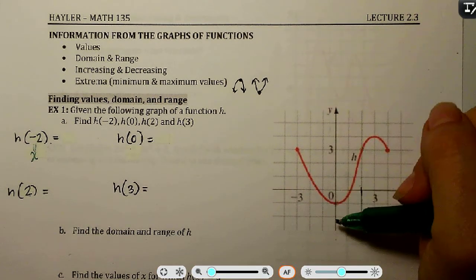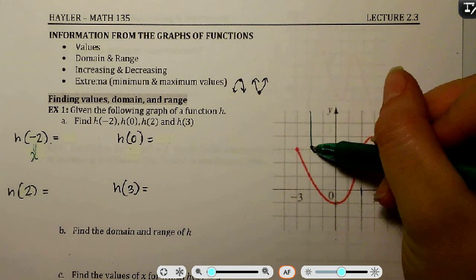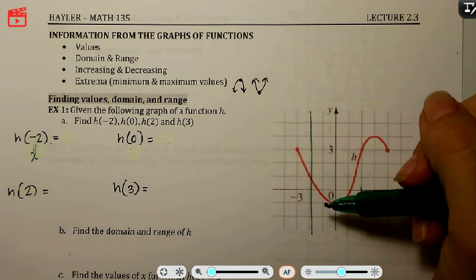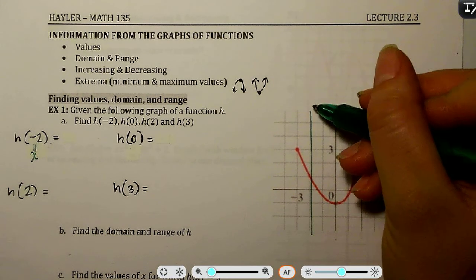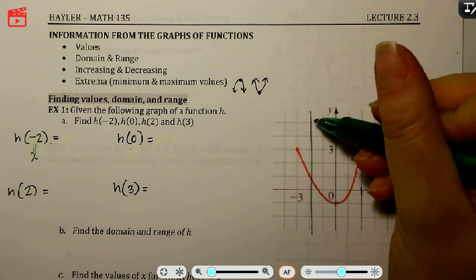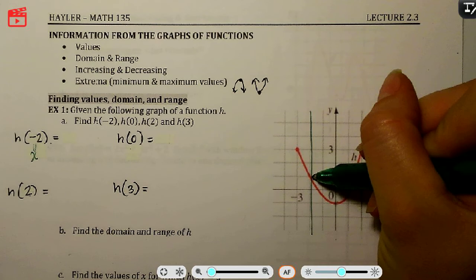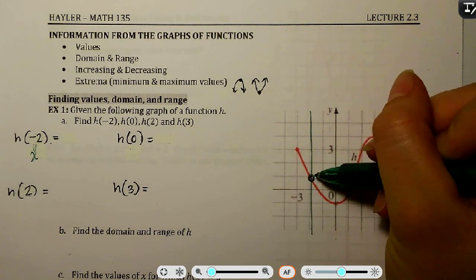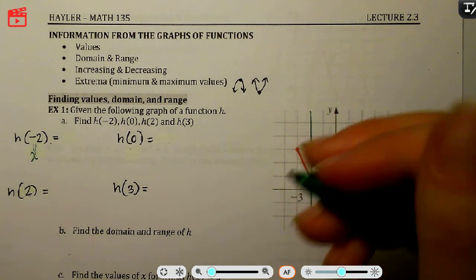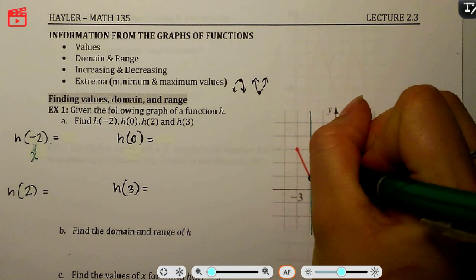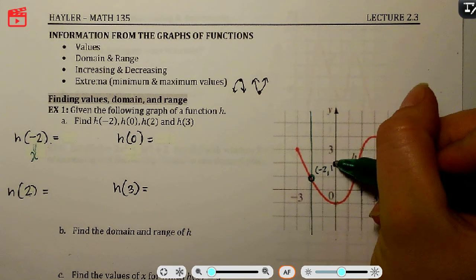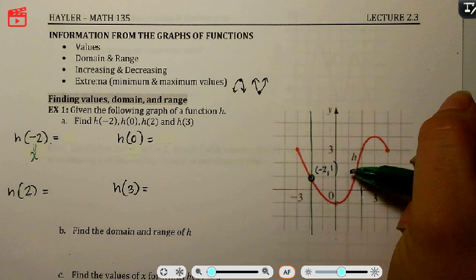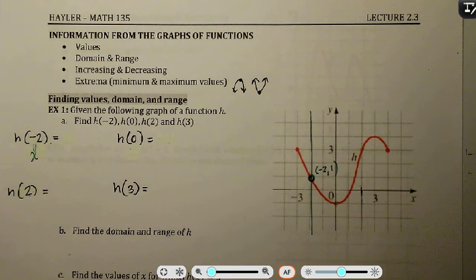So where x is negative 2 is along here, and I'm trying to find the matching y value for my graph. Now you don't need to draw in this line, I just draw it in to help you visualize what's happening. So where are they intersecting? Right here. That is where I have the point negative 2, comma, well, what's my y value? It's going to be 1. So negative 2, 1, my matching y value would be 1.